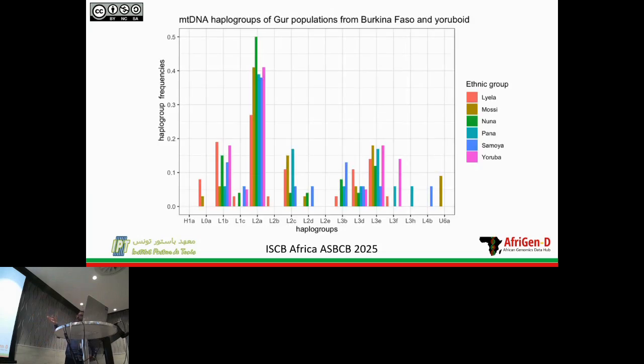So here's some presentation about the haplotype frequency. The haplotype frequency, we didn't include yet in the ontology, but when we were gathering and collecting the data, we had this frequency, so we try to benefit from it. So you can see here from the Gour population in Burkina Faso, the most frequent one is the L2A haplotype for the mitochondrial DNA.